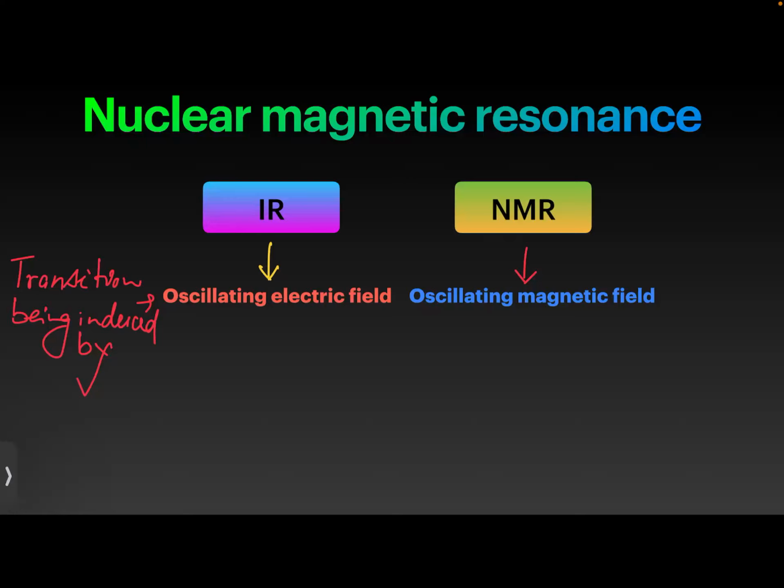I don't remember the exact name, but it can give you the molecular structure. Let's suppose another thing: X-ray photoelectron spectroscopy. This is another spectroscopic technique.